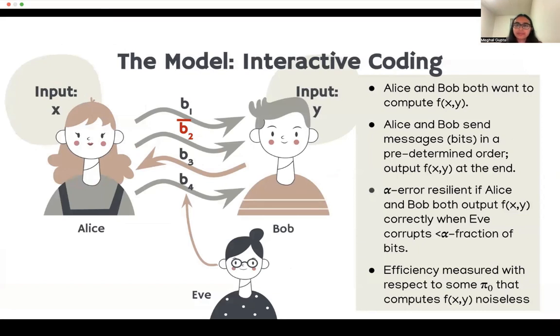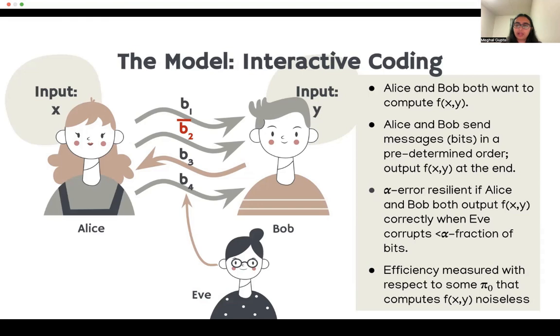So the setup is as follows. Alice has an input X, Bob has an input Y. They both want to compute f of X comma Y. Alice and Bob are allowed to send messages in a pre-designated order, and the goal is to output f of X, Y at the end. And they are said to be successful if they do this. The protocol is alpha error resilient if they succeed correctly whenever Eve corrupts at most alpha fraction of the bits sent by either party, so of the total bits sent.